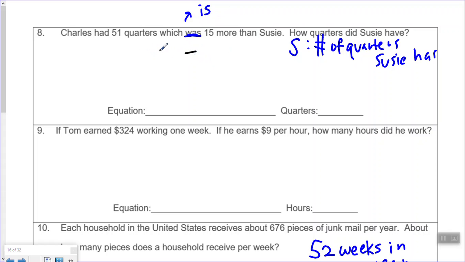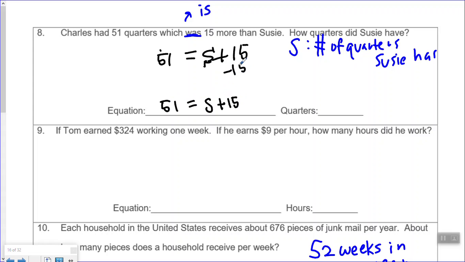So Charlie had 51 quarters, which is equal to 50 more than Susie. The number of quarters Susie has is S, so S plus 15. Okay, this is not 5, this is S. So this is the equation: 51 equals S plus 15.